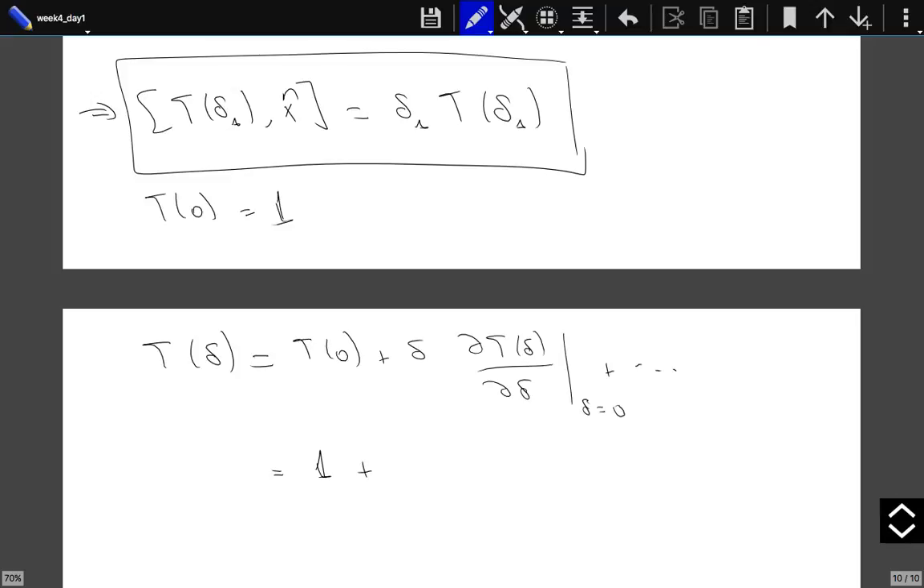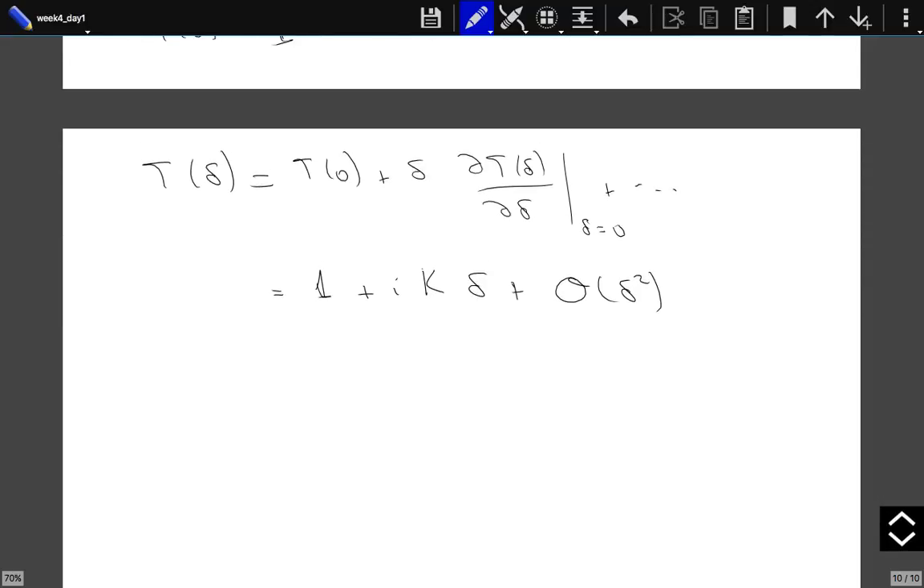Now this is 1, T of 0. I will give this a different name. This is just some constant. It doesn't depend on delta because I'm evaluating this derivative at delta equal to 0. There's no delta dependence left. So I will just call that plus iK delta, plus terms that I ignored, which are proportional to delta squared or higher order terms.